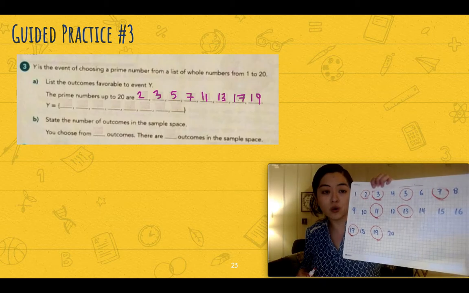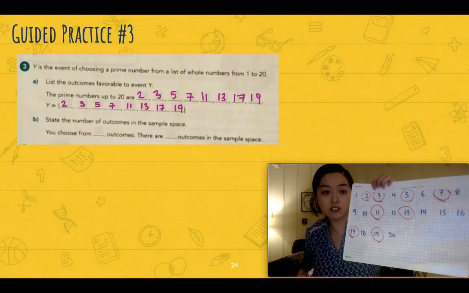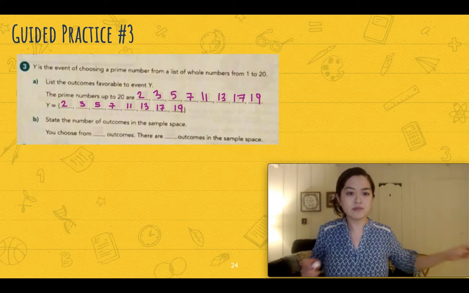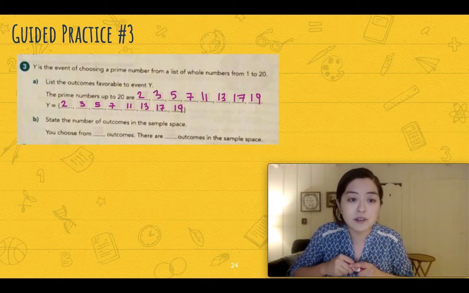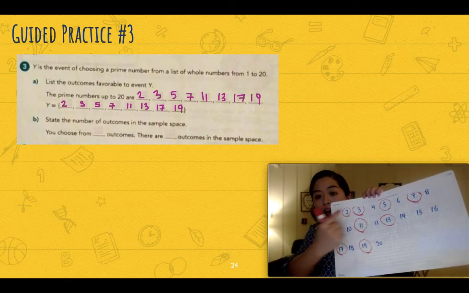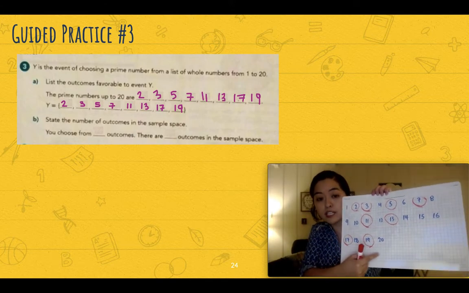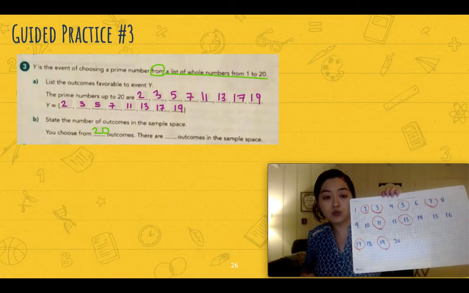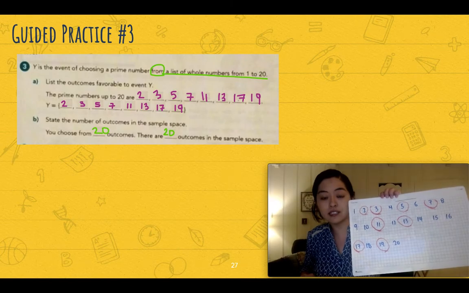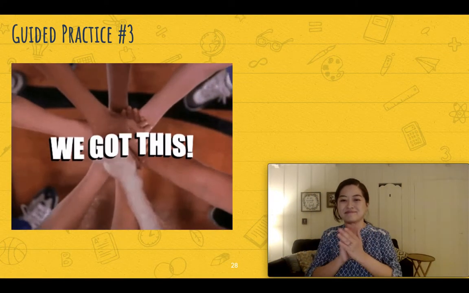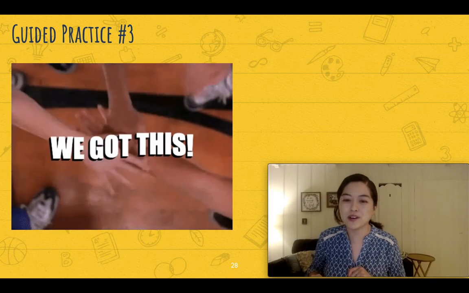And so the event y, we're just going to put it inside the brackets like that on the screen. And then it says, state the number of outcomes in the sample space. So we choose from a total of how many numbers? We choose from 20 numbers, right? So there are 20 outcomes in the sample space. All right, let's keep going.